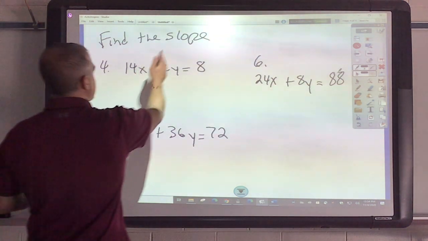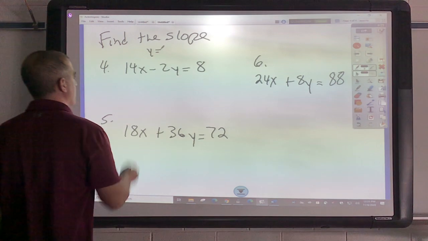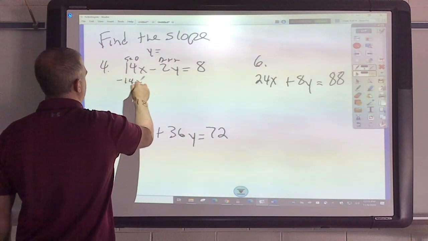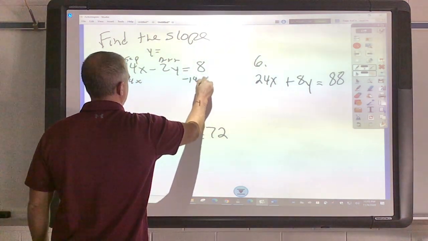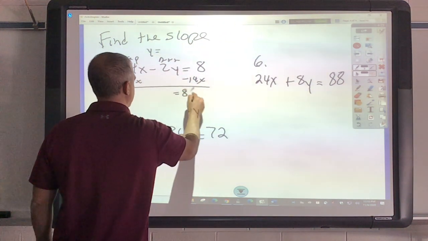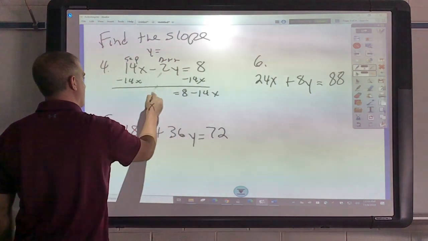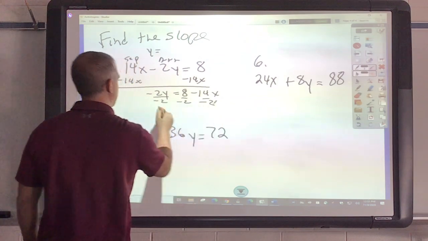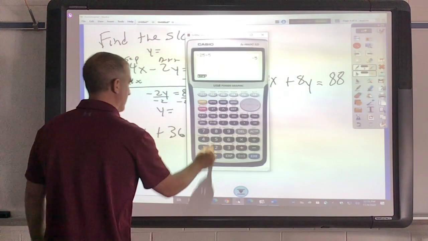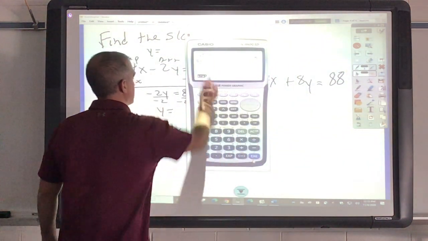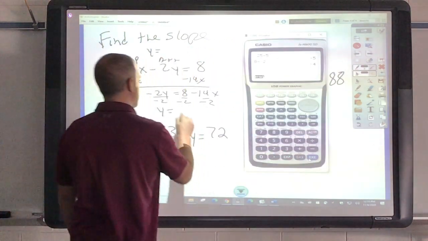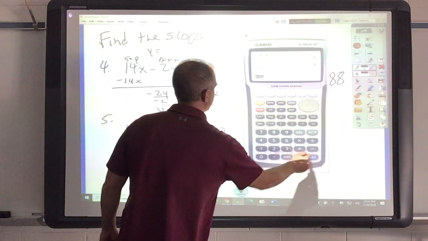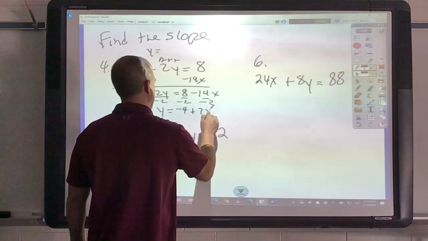So in order to find the slope, I've got to get it in y equals first. This is the attached, this is the separated. I would subtract 14x. Remember, I cannot combine these. I bring down the whole thing, negative 2y. Then I'm going to divide every part by negative 2. Let's use our calculator. 8 divided by negative 2 is negative 4. Negative 14 divided by negative 2 is positive 7, and an x.